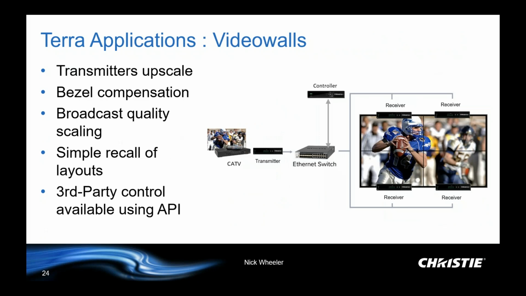Video walls is another one that gets used a lot of the time in our installs. Here the receivers upscale, not the transmitters. What the receivers are doing is taking the video signal from the transmitter and spreading it across multiple screens. So each receiver subscribes to the same transmitter, and it upscales and displays the part of the signal that it's told to by the controller. It's broadcast quality scaling, and you can change what you're seeing just by simply recalling a layout. So that video wall can change from having a source spread right across it to something completely different just by recalling a layout or using a third-party API.